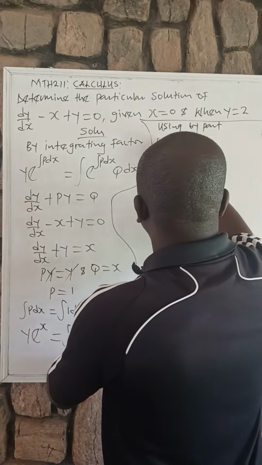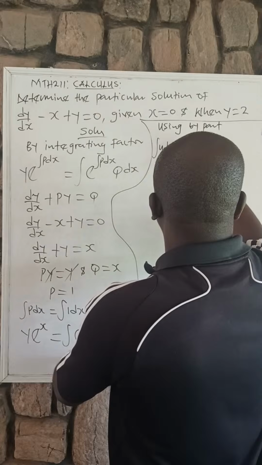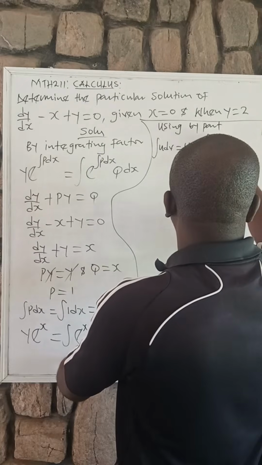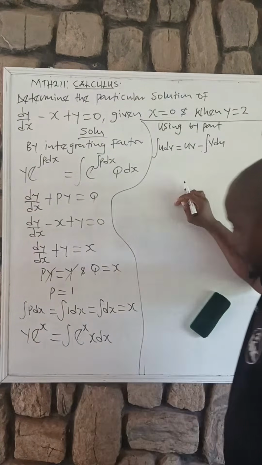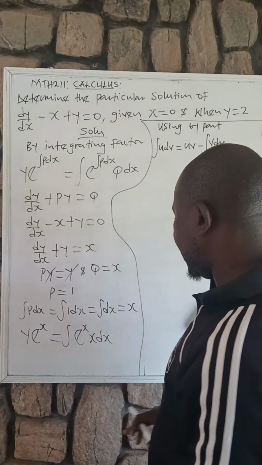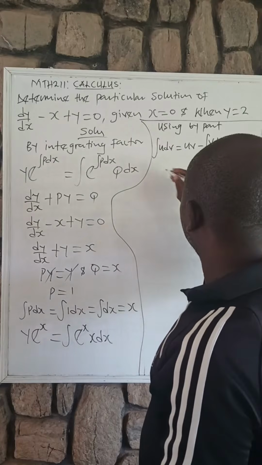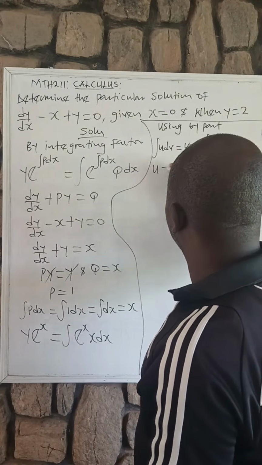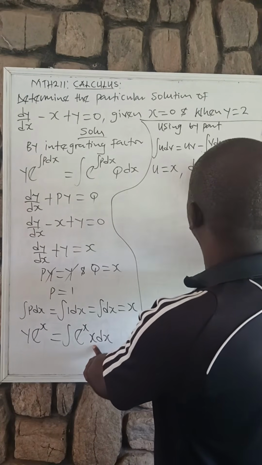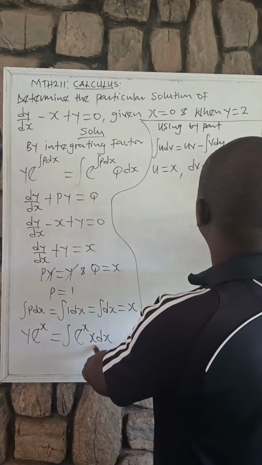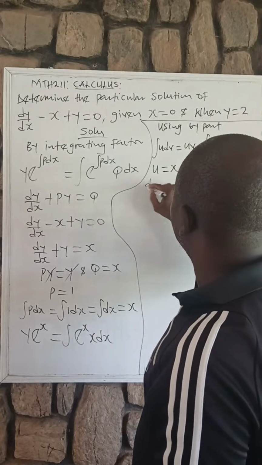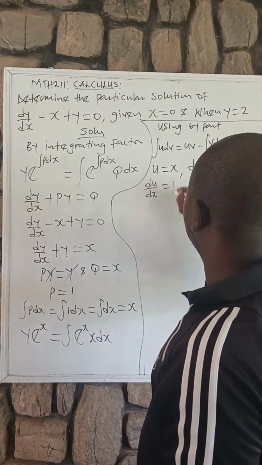By parts, that is, integral u dv equals uv minus integral v du, right? Do you agree with me? So this is our formula. Let u be equal to x, and let dv be equal to exponential x dx. When you differentiate this function, you are going to have 1, true or false?